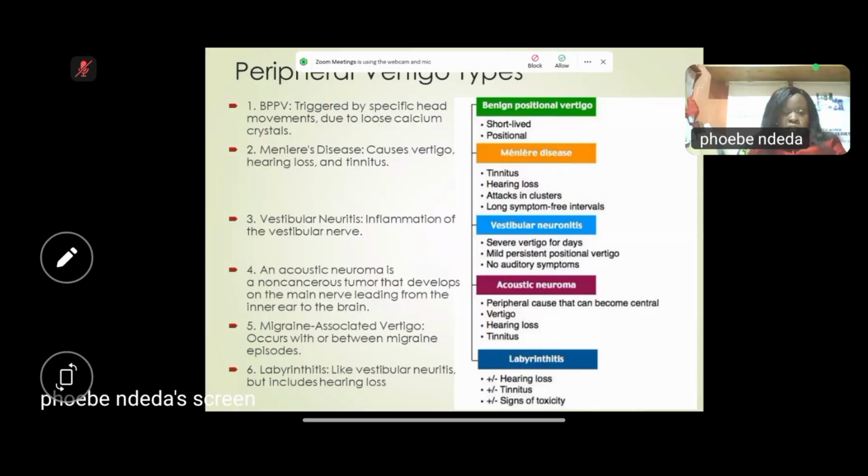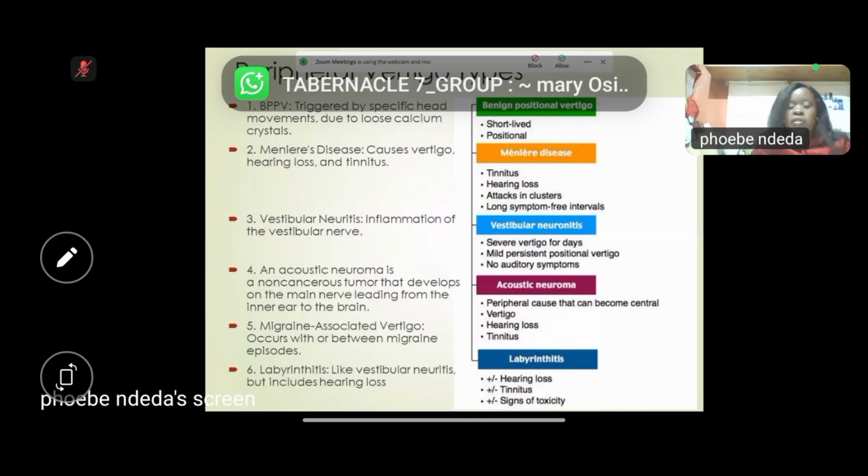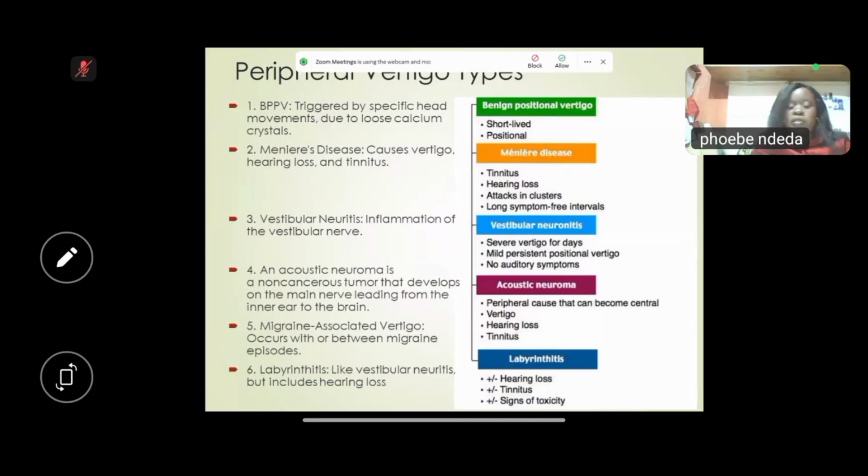So in vestibular neuritis, we have these features. You have severe vertigo for days, it doesn't end. Vertigo today, vertigo tomorrow, it doesn't end. So that is what it means. It is mild, persistent, and it is also positional. It is also accompanied by positional vertigo. So we are saying it has no auditory symptoms, meaning when you have this vestibular neuritis, you will not have an attack or a situation where you're not hearing anything. So it does not interfere with your hearing.